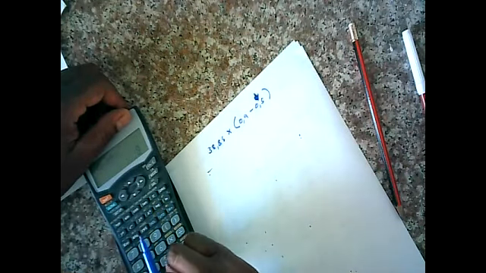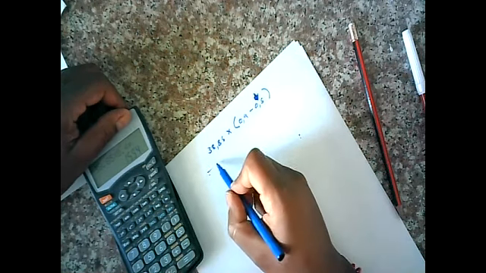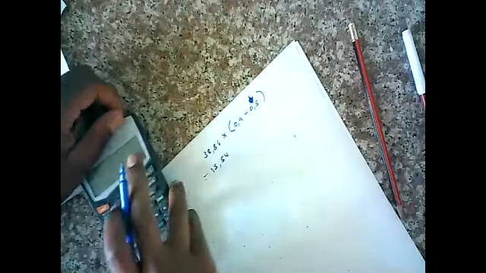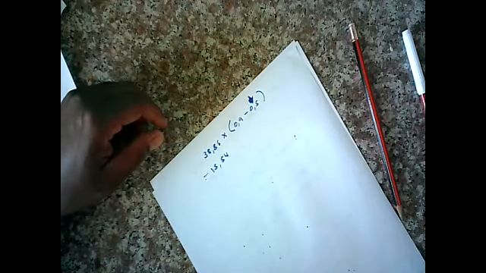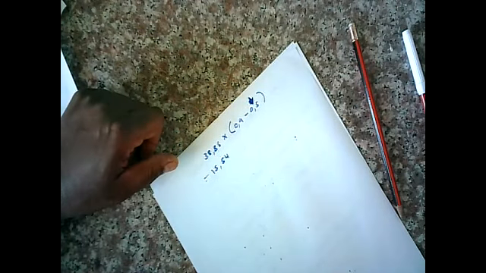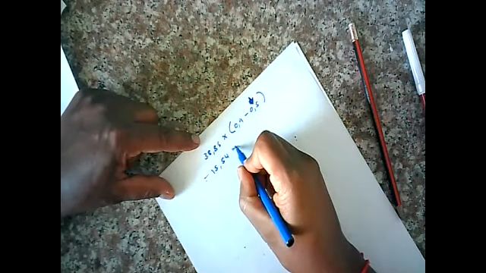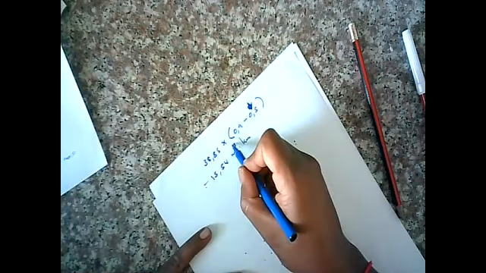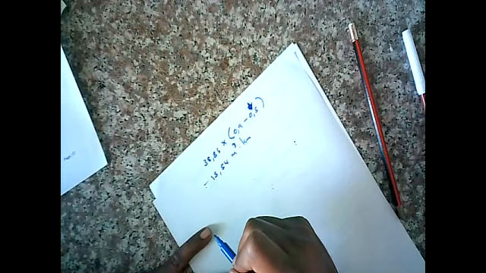38.85 times 0.4, and we're getting 15.54. Now, what is the unit of this? This is cubic meters, and this is distance. So the unit for this is meter cube dot kilometer. That is the unit for overhaul.